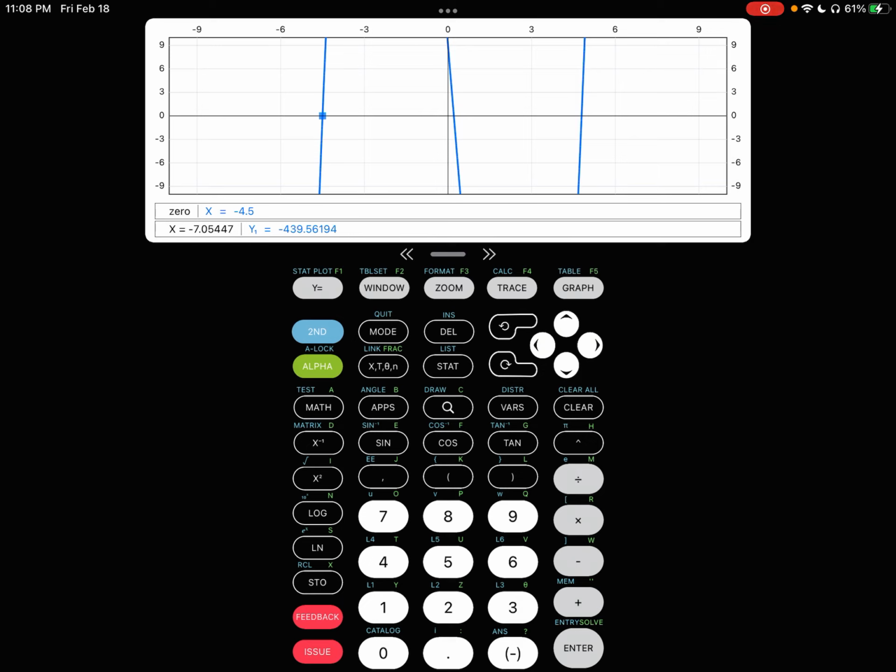So if I hit the left or right arrow, we're going to see these ordered pairs change. And I'm going to try to get this thing inside our window so we can actually see where it's located. And maybe there.